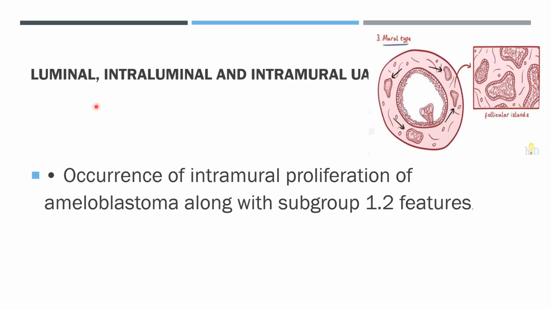Coming to the third type, that is luminal, intraluminal, and intramural unicystic ameloblastoma. There is occurrence of intramural proliferation of the ameloblastoma along with the subgroup 1 and 2 features, that is the luminal and the intraluminal features. Into the connective tissue, there is again intramural proliferation of the ameloblastoma.